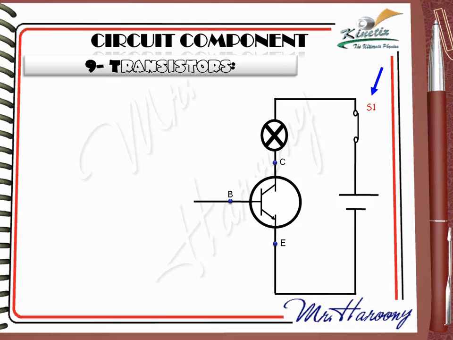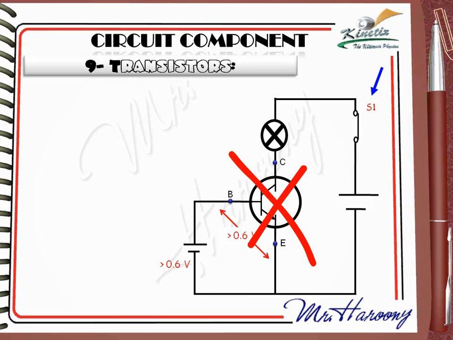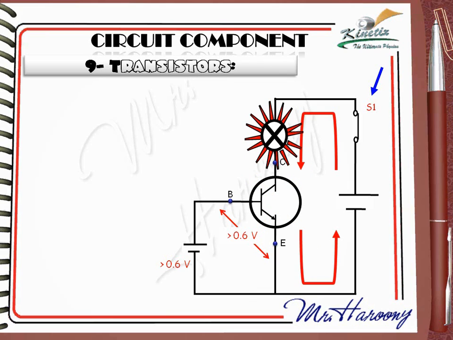Even if S1 is closed, the bulb is off, and there is no current because the transistor is normally off. To make it on, we need a voltage greater than 0.6 volt between the base and the emitter. The simplest way to do this is adding a battery. In this case, the transistor switches on, current flows, and the bulb lights. A new idea is to get rid of the 0.6 volt cell.